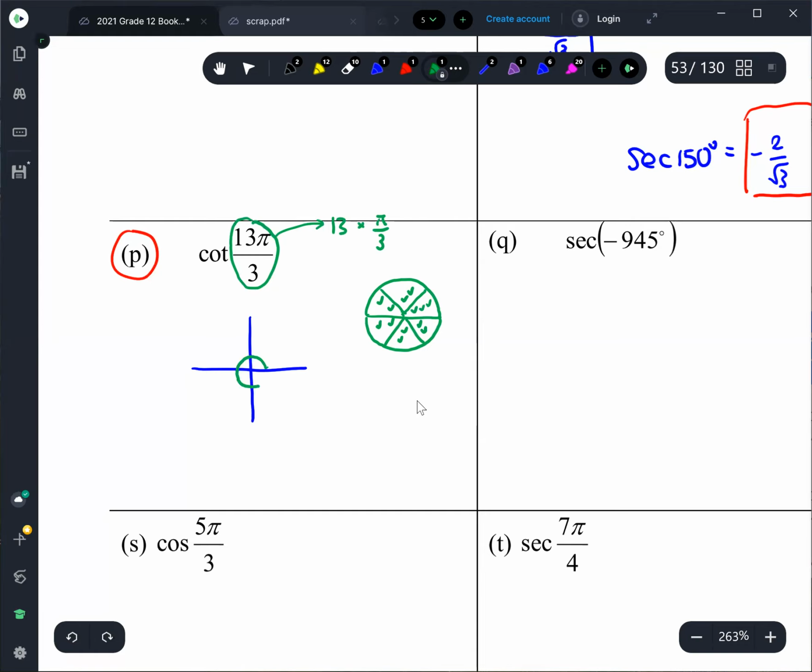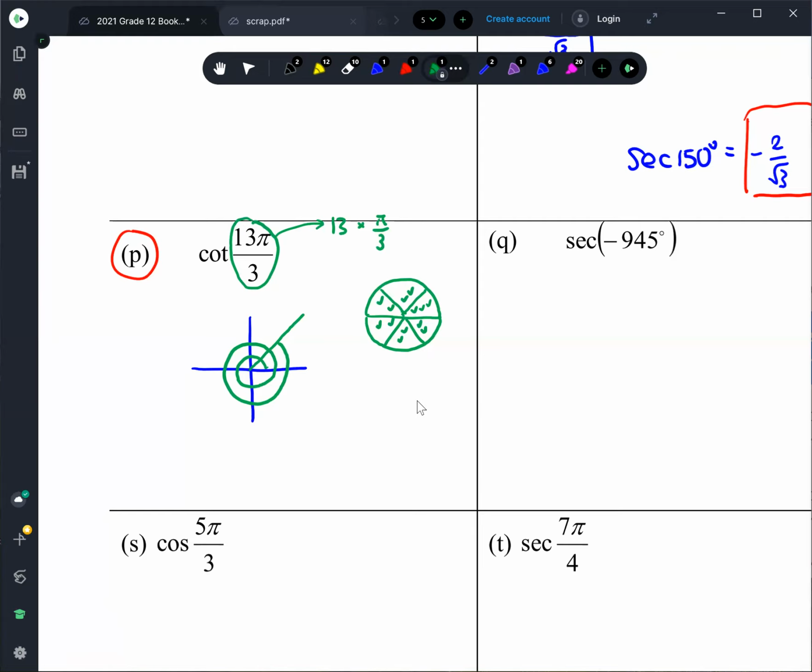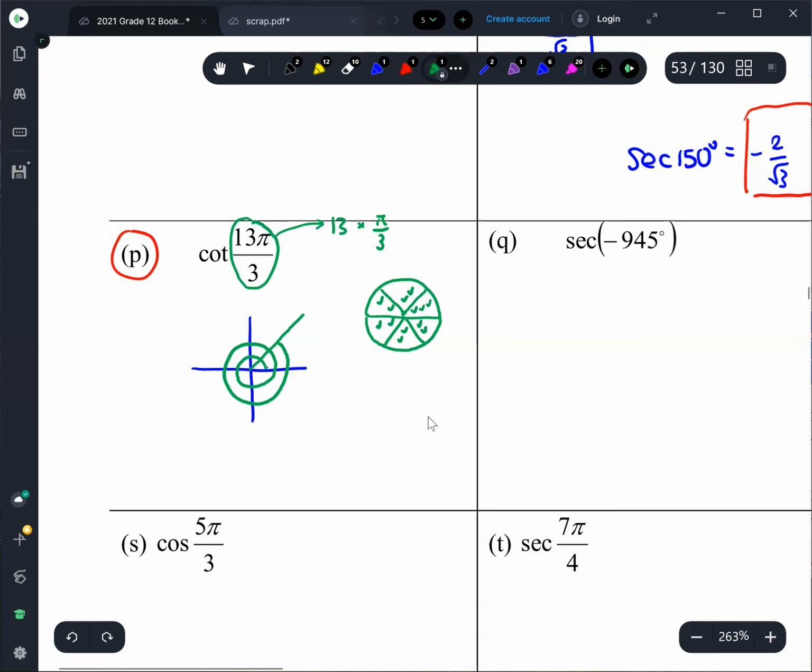So go to here. Each side has 3 slices, right? So a full circle is 6 slices. So it will be 2 circles and 1 more slice. Can you raise your hand if you understand how we count the angle? So do not change to degree.